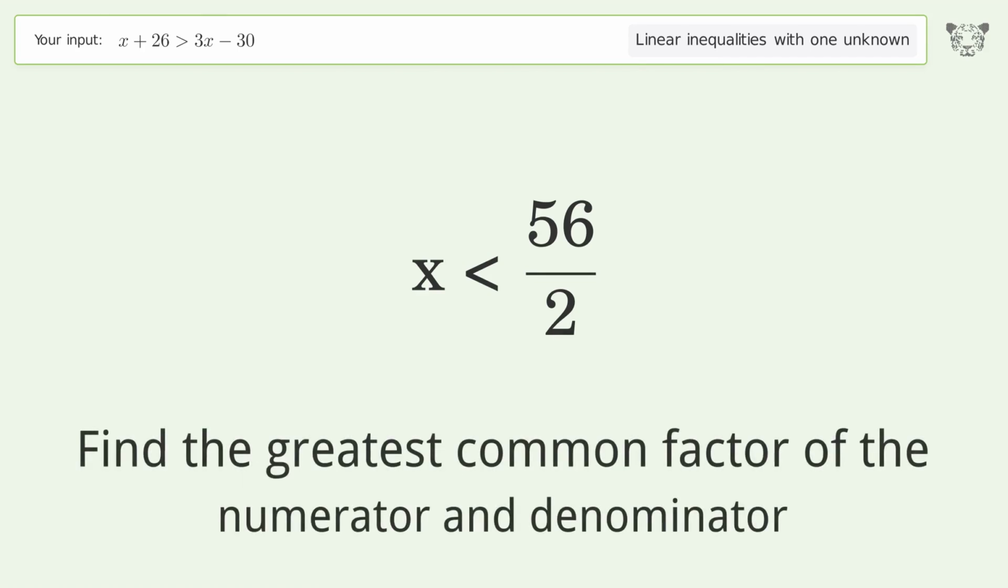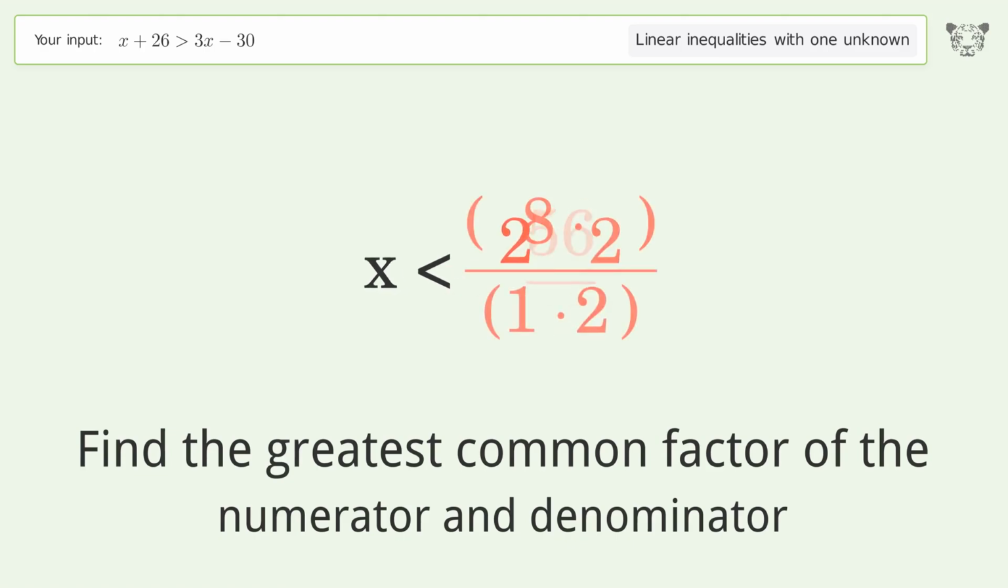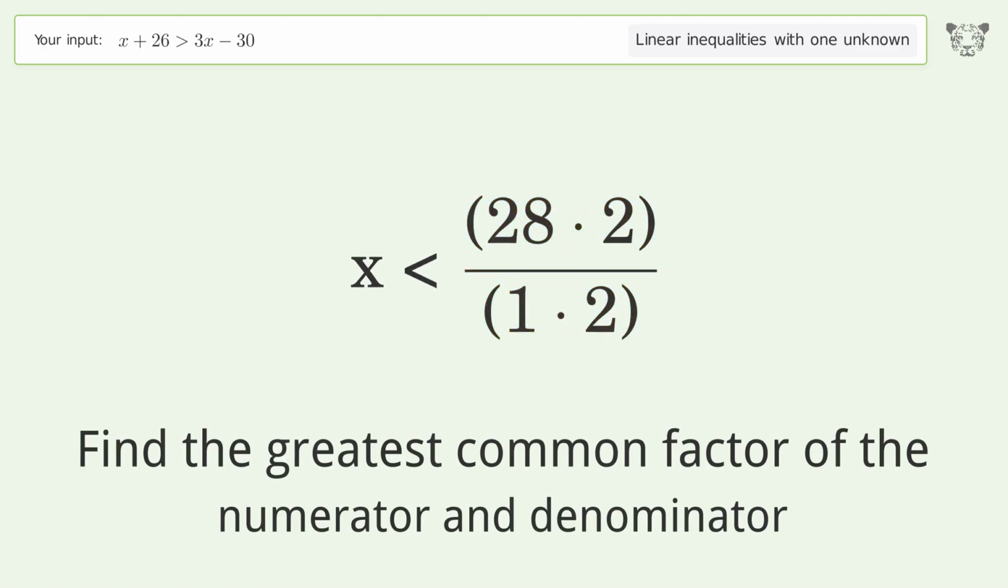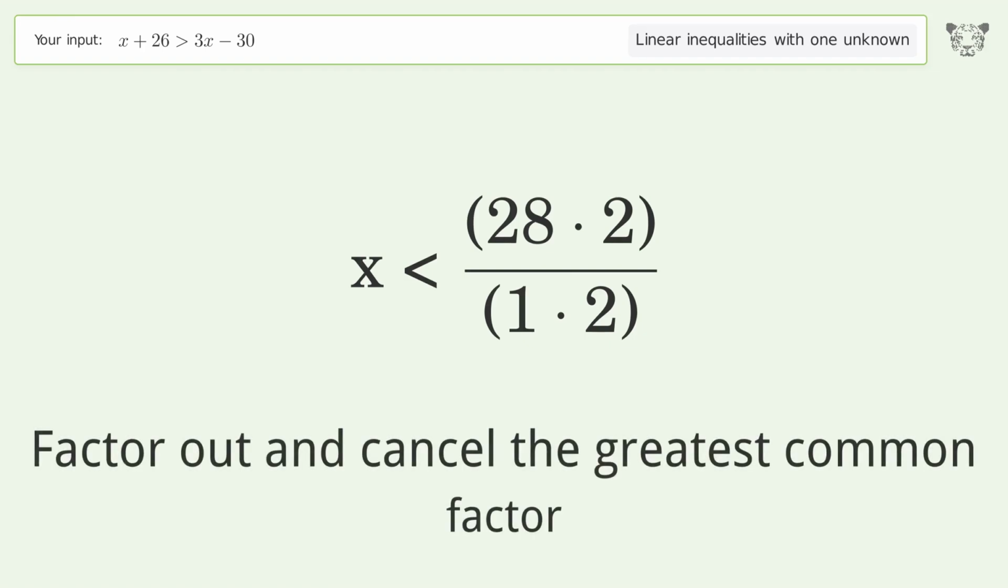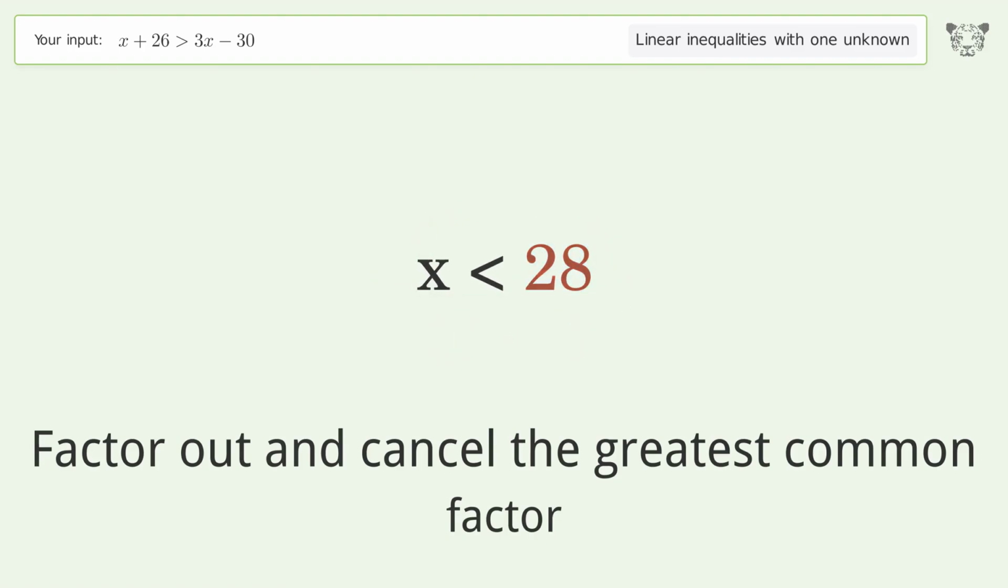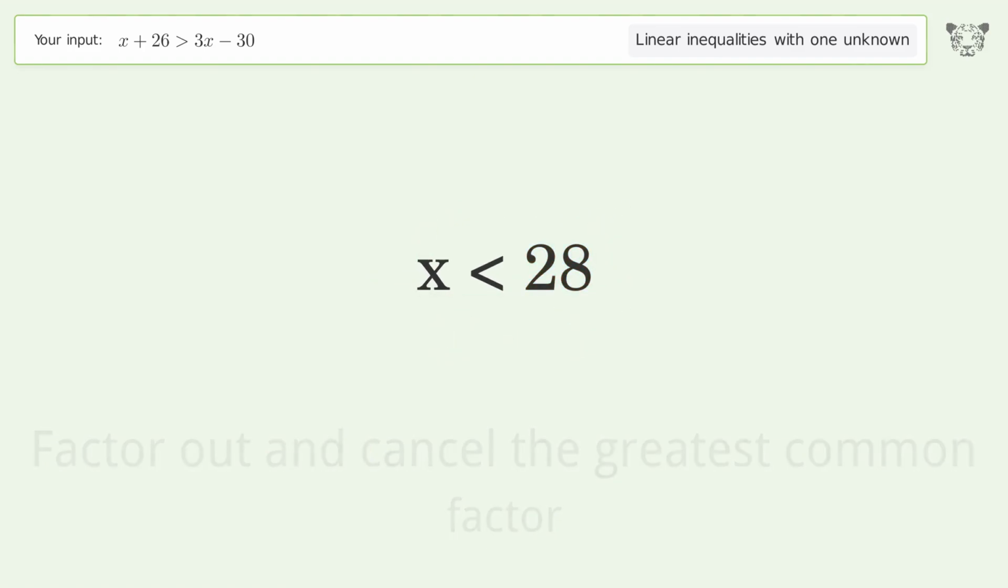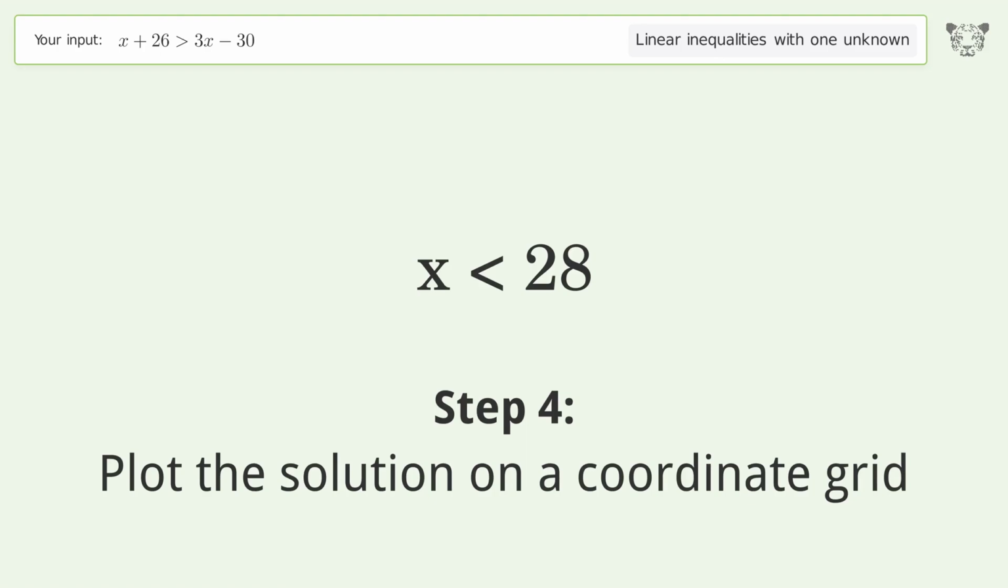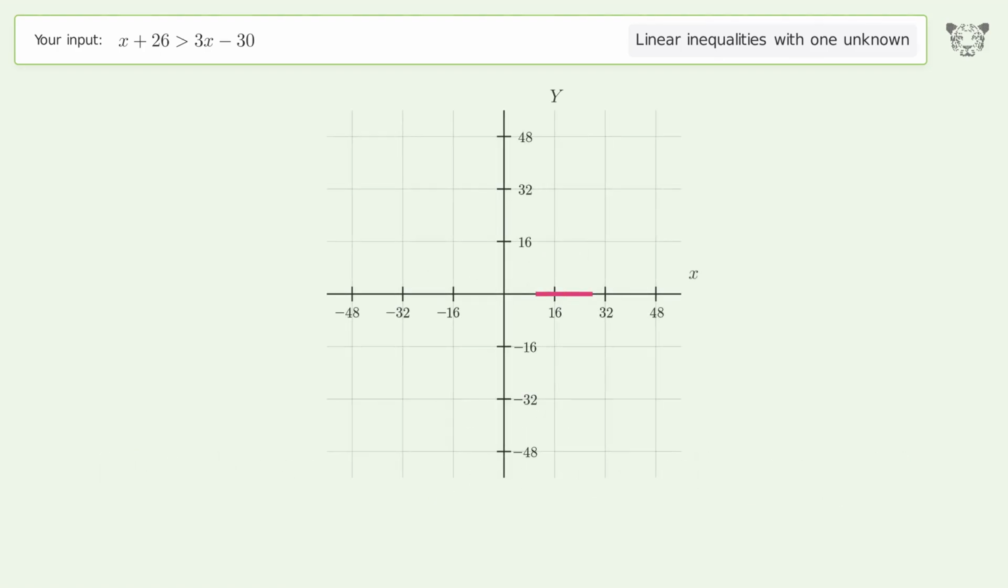Find the greatest common factor of the numerator and denominator. Factor out and cancel the greatest common factor. Plot the solution on a coordinate grid. And so the final result is x smaller than 28.